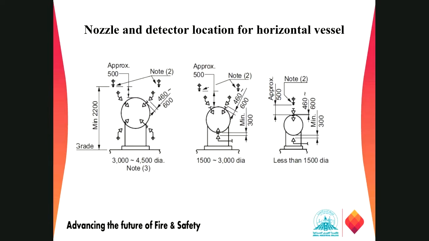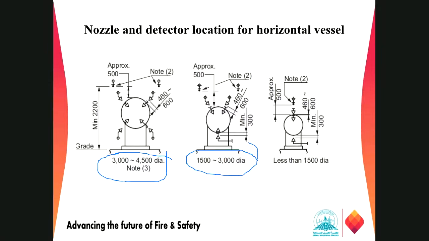From this side, we can see all four sides are protected by the nozzles to protect the complete vessel in case of fire, for exposure protection. Now, the number of nozzles required is based on the diameter of the vessels, right? Between 3000 to 4500 diameter, we need this much arrangement, and between 1.5 meter to 3 meter diameter, we need 3 nozzles.